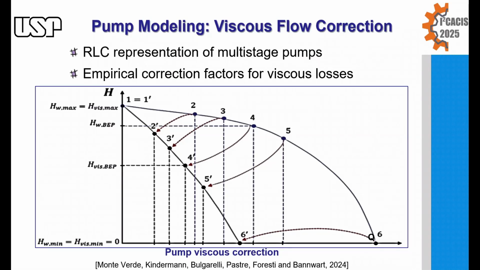Moving on to the component level, each pump is modeled as an RLC branch to capture dynamic head flow characteristics. To extend the model's applicability to viscous fluids, we integrated empirical correction factors originally developed for single-stage pumps. In this work, we adapt those equations to multi-stage pumps by scaling the correction factors according to the number of stages. This mirrors a series association of voltage sources.